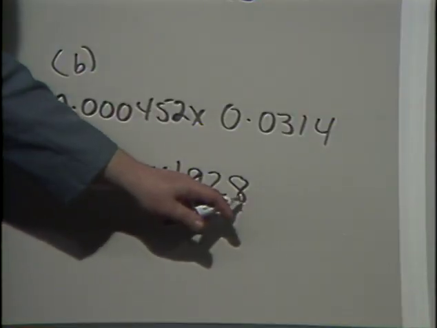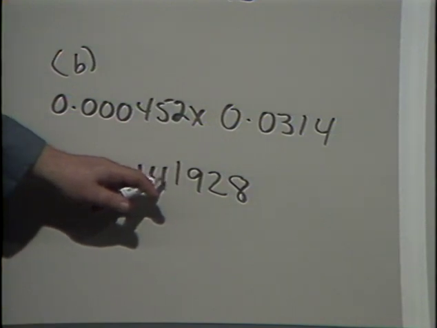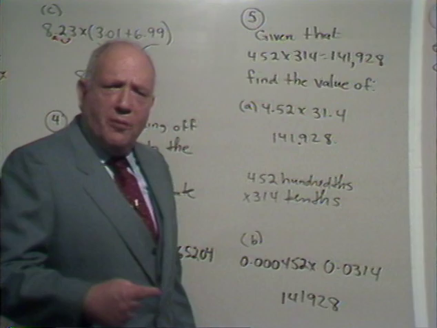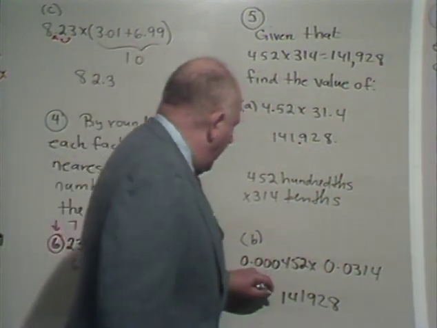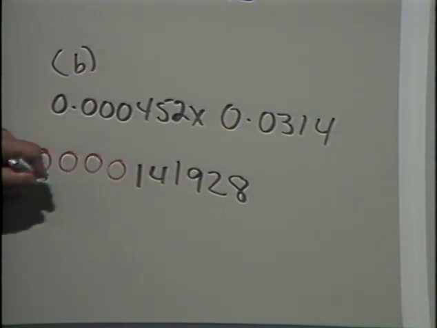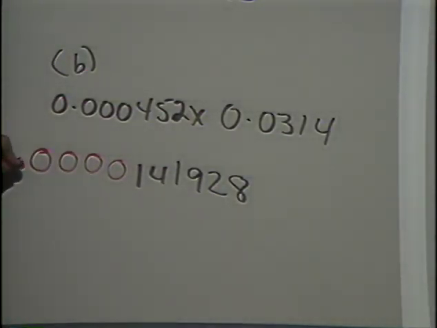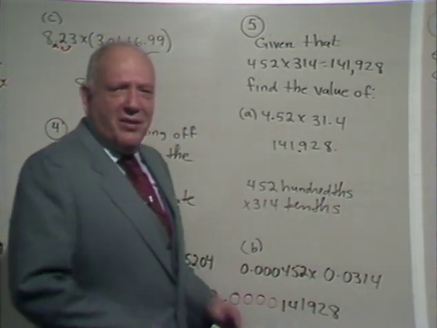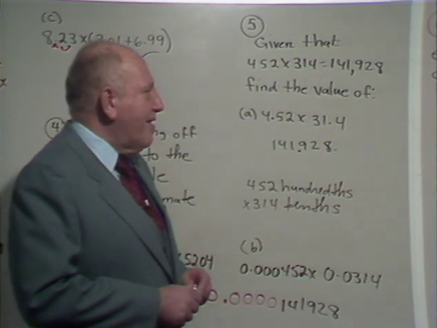The only trouble is I have what? 1, 2, 3, 4, 5, 6. I only have 6 digits. So what do I do? To indicate that I still have 4 more places to move the decimal point, I pre-annex, I guess that's the word. I annex at the beginning 4 zeros. And the answer to this problem is 0.0000141928. Okay? I don't even have to know how to read this number. It's just a mechanical process.